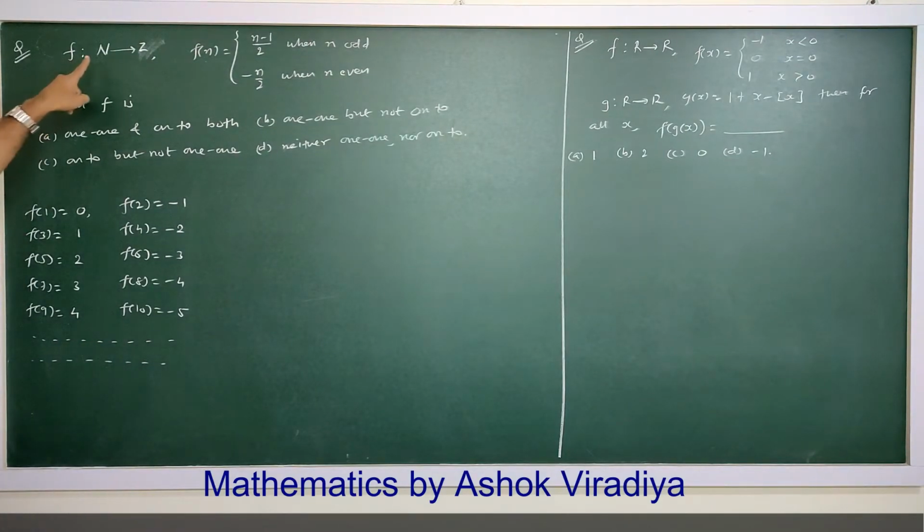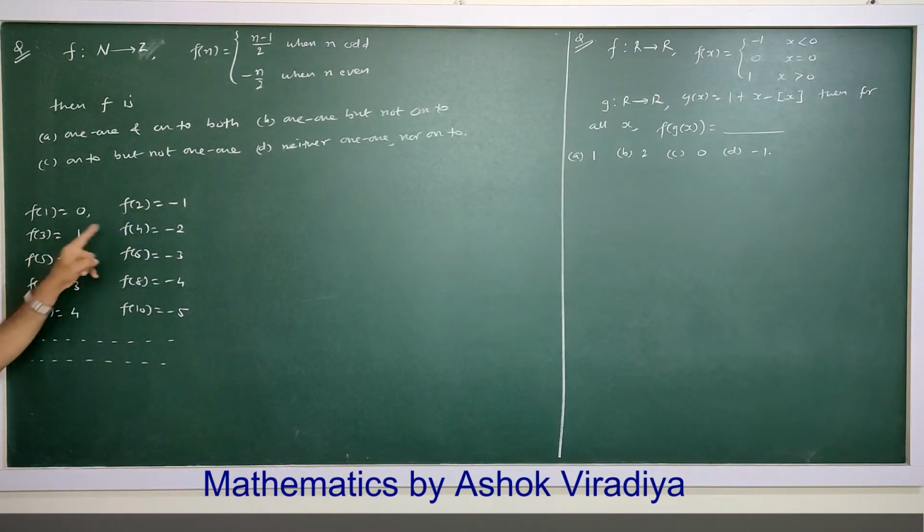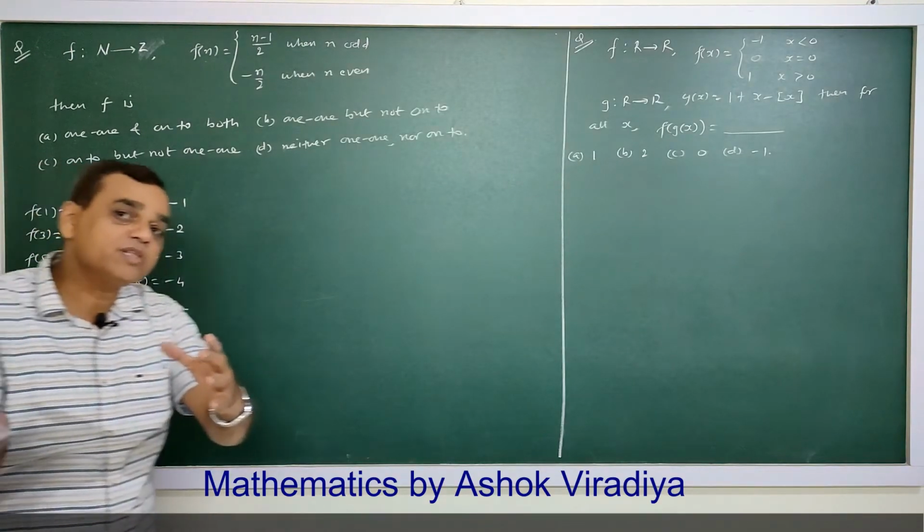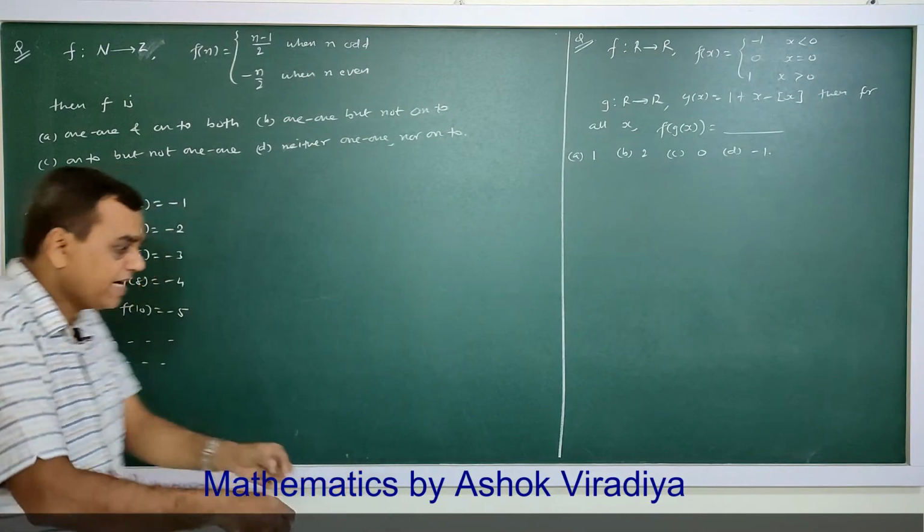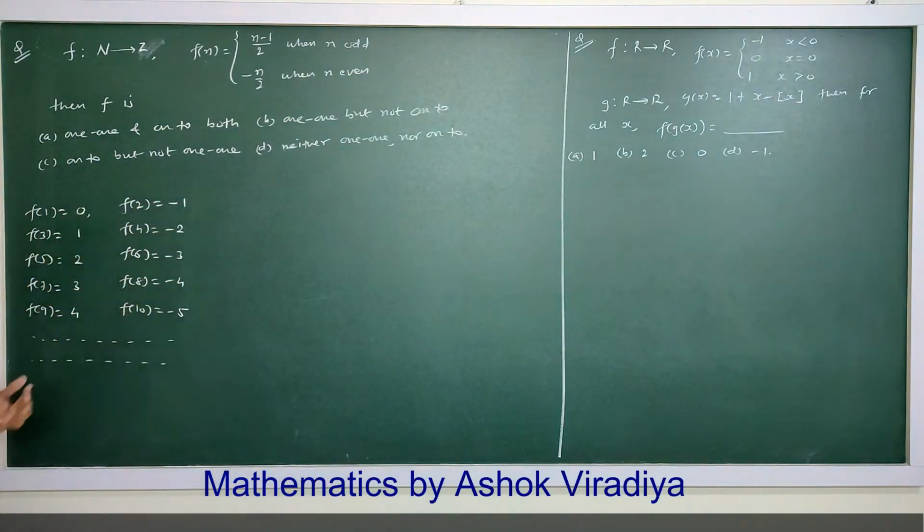See, the domain is N. From N, we are putting 1, 2, 3, 4, 5, 6, 7, 8. All natural numbers are inputs, and here these are outputs. Now observe all outputs. Here all outputs are non-negative integers, that is 0 and positive integers, and no repetition can be seen.